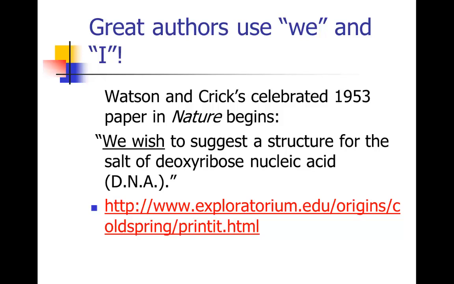And then finally, I can point you to some examples of great papers that did use we and I. Here's a great example, Watson and Crick's celebrated 1953 paper in Nature, where they give the structure for DNA. The very first sentence of that paper begins, We wish to suggest a structure for the salt of deoxyribose nucleic acid. So they start right off with the we. And this is a great paper to look at if you have a chance. I've put the link in here.